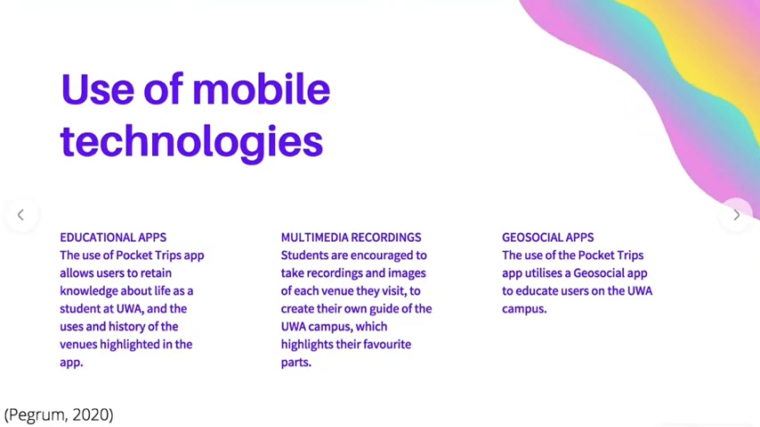A range of mobile technologies were utilised to create the UWA Campus Guide. For example, educational apps, through utilising the Pocket Trips app to educate users on life at UWA and the venues' uses and histories. Multimedia recordings were also encouraged to users through encouraging them to take recordings and images to create their own personalised guide on life at UWA. Geosocial apps were also used through the use of the Pocket Trips app to create a map of the UWA campus highlighting its iconic venues.